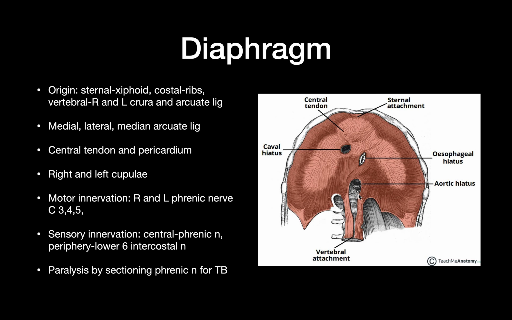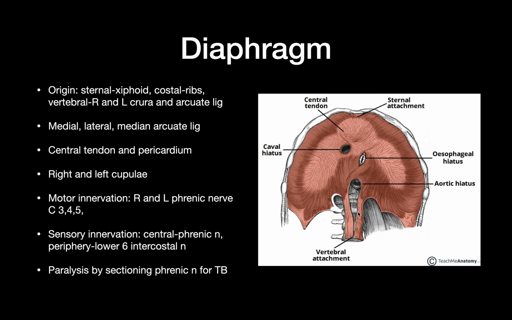And the right crus arises from the bodies of L1 through 3. Here is the right. And the left crus will arise from the bodies of L1, 2, and the intervertebral disc.